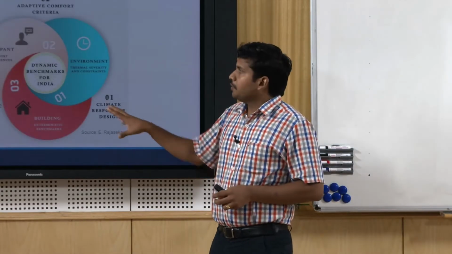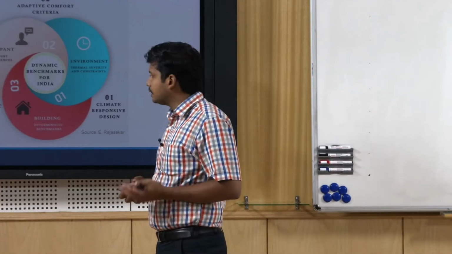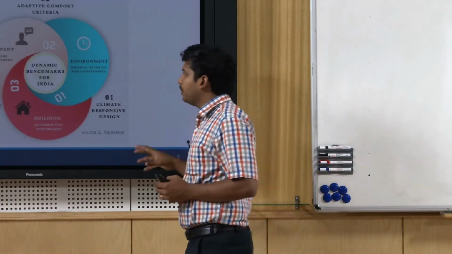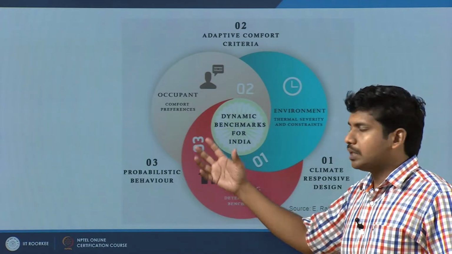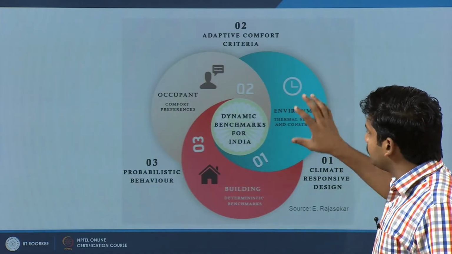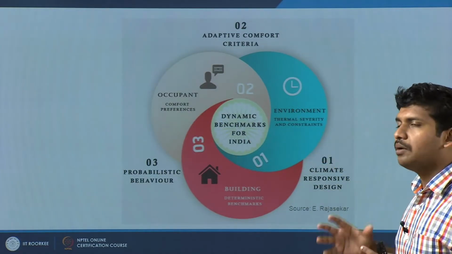In short, I would like to present this as a graphic, an infographic, for your understanding. This is more or less covering the theme of what we have been discussing so far, and a few other modules that we will discuss after this as well. Let us start from here. There are three main components. The first is the environment, say the outdoor environment.